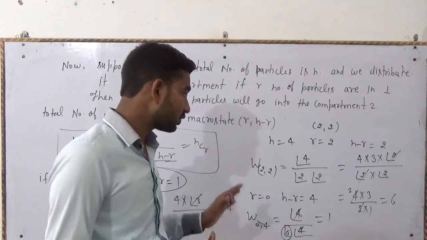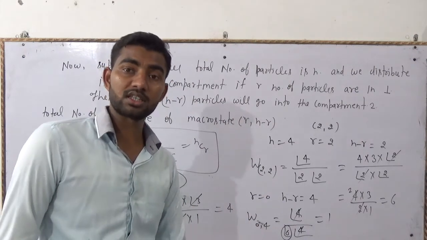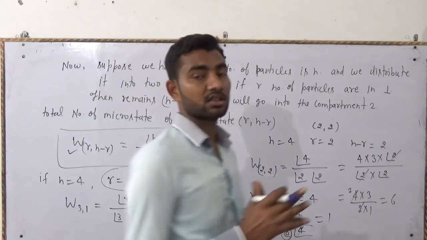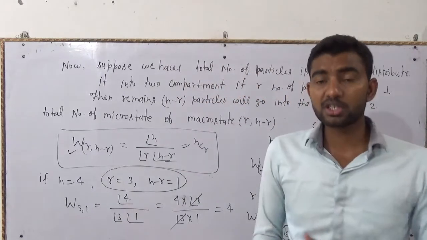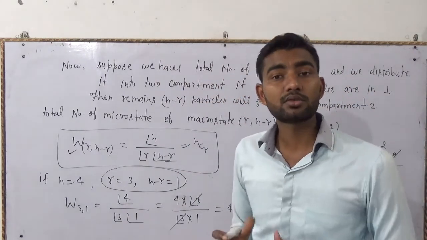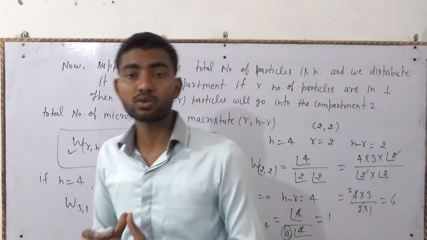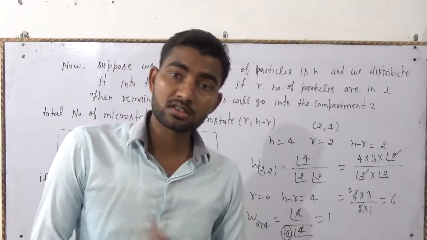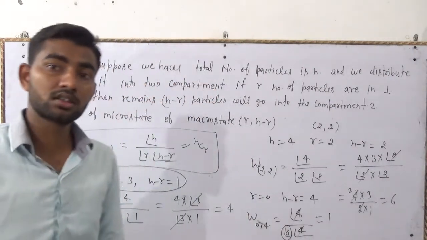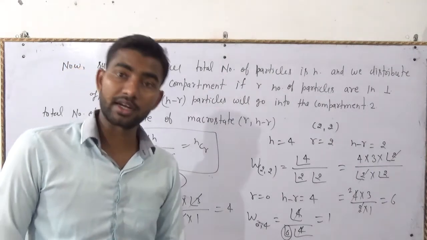It is known as thermodynamic probability, and it may also be called the total number of meaningful arrangements.